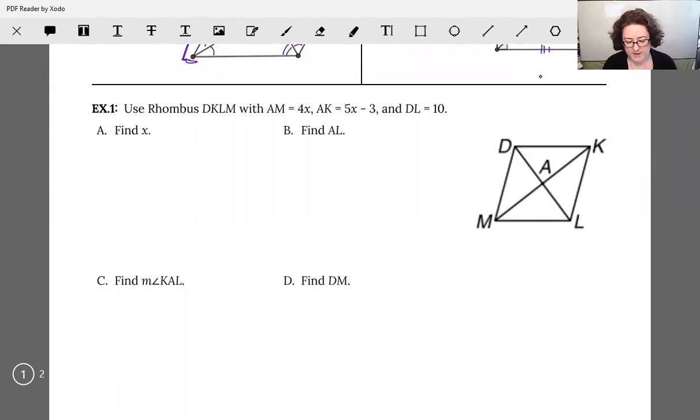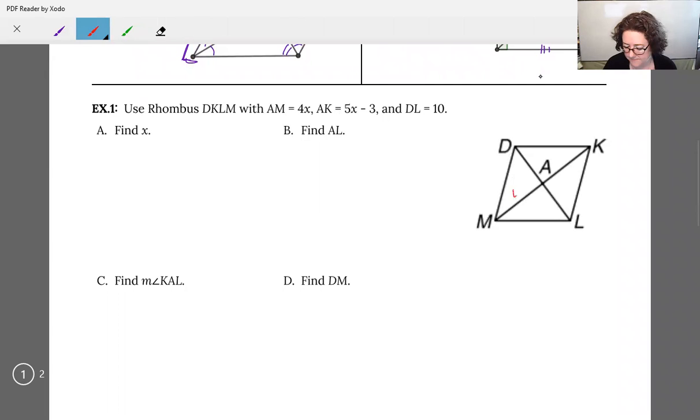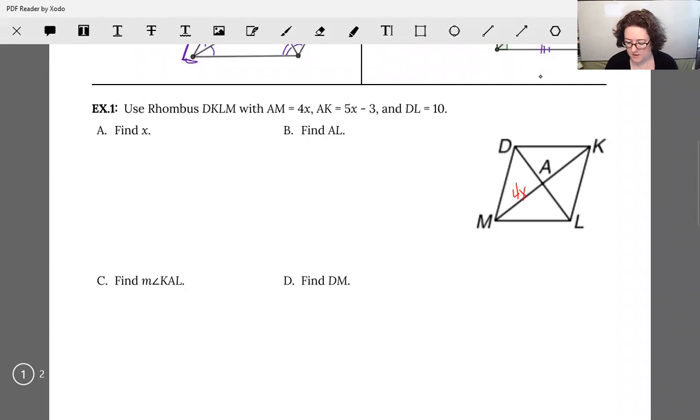So example 1, we're given some info. Segment AM is 4x, so let's label that. Let me change over to red so it'll pop better. There we go. And AK is 5k minus 3. We also know that segment DL, the longer segment going all the way across, that whole segment is 10. So I'm going to actually note that down here because it's a little hard to draw on the diagram with the overlaps. However, if I know that that diagonal DL is 10, what does that mean the pieces are?